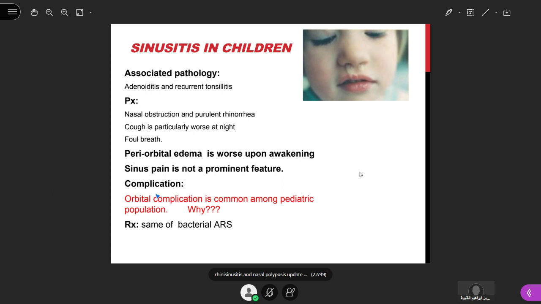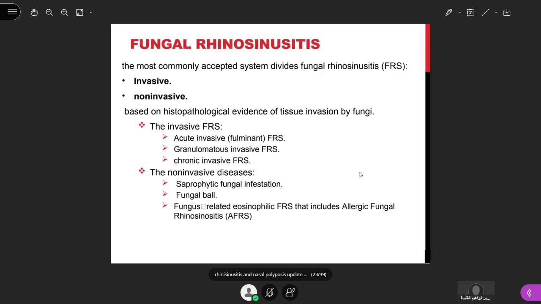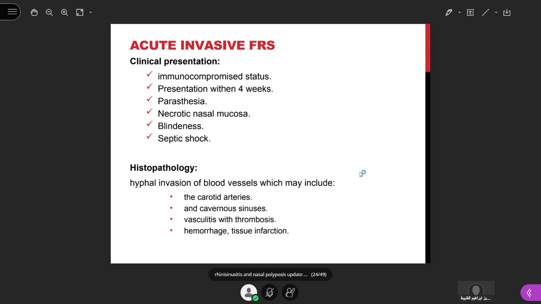Complications are highly likely to happen in the pediatric age group, especially orbital complications, because of the very thin lamina papyracea. Usually the bacterial treatment is the same as for acute rhinosinusitis. So there are 2 important landmarks for sinusitis in children: the cough, particularly worsening at night, and the periorbital edema that worsens upon waking up.